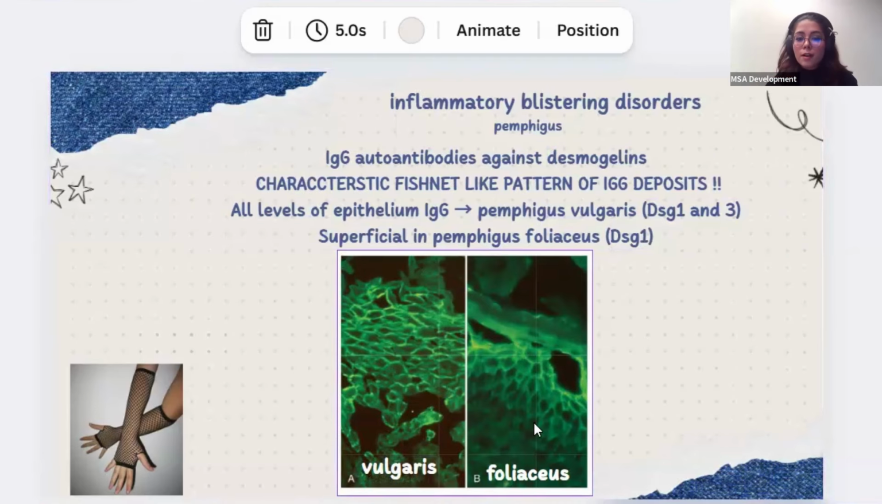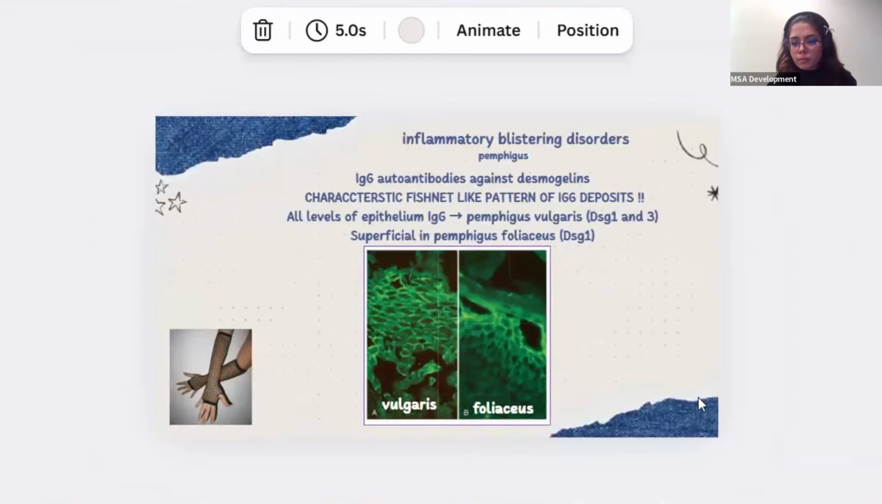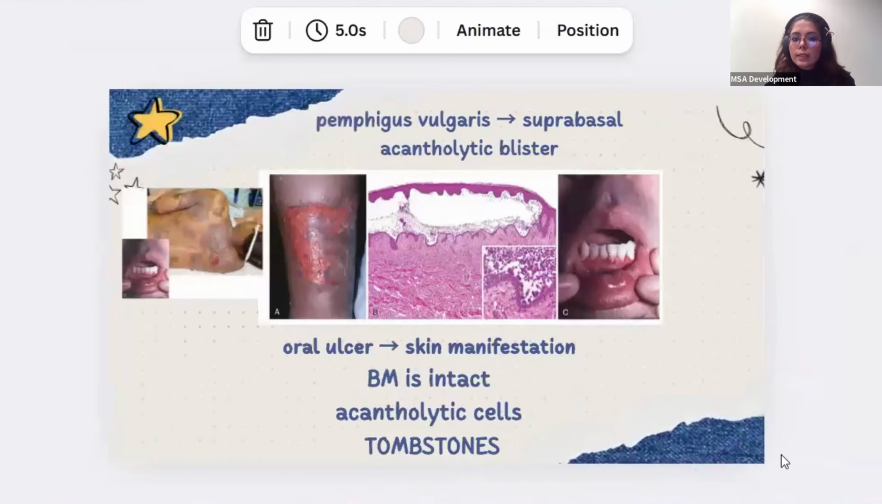The other one is mainly towards the bottom, and there is a better picture. This is what it looks like. Suprabasal acantholytic blister. Oral ulcer, skin manifestation. The basement membrane is intact.